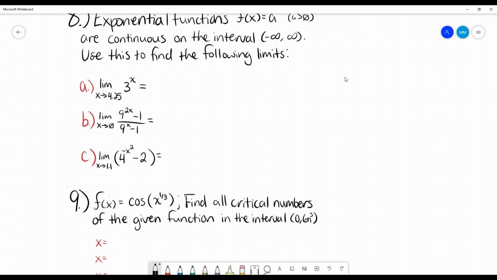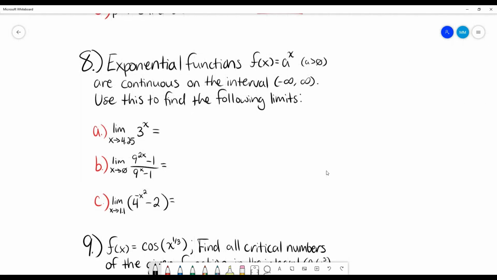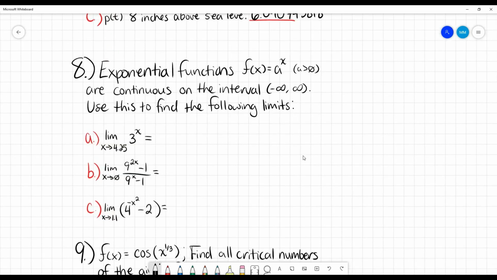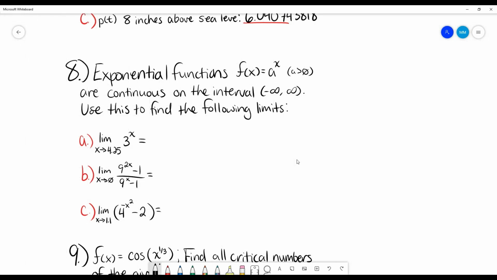Now we're moving on out of that equation. And yeah, so number 8 says exponential functions in this form, where f of x equals a to the x for all a greater than 0, are continuous on the interval negative infinity to positive infinity. We want to use that to find our following limits. So this function here is 3 to the power of x, which is in the form a to the x. So I know it's continuous, right? I know it's continuous on all intervals, because negative infinity to infinity.